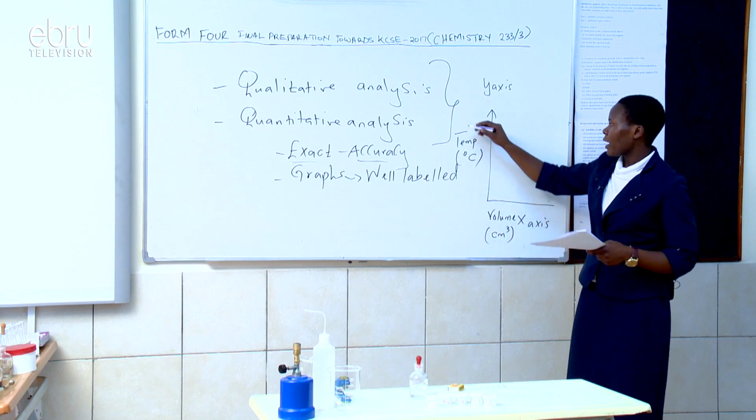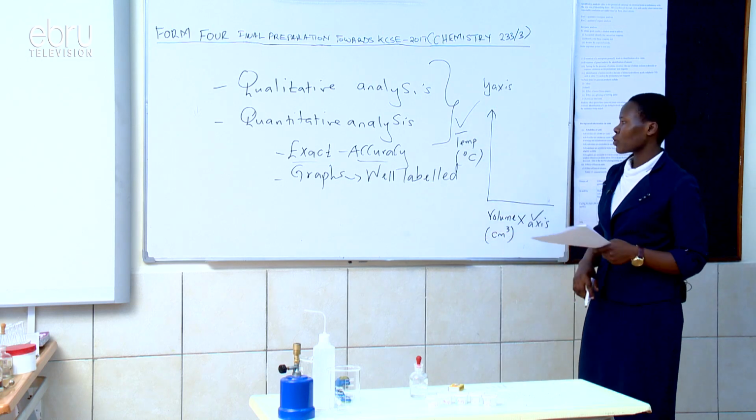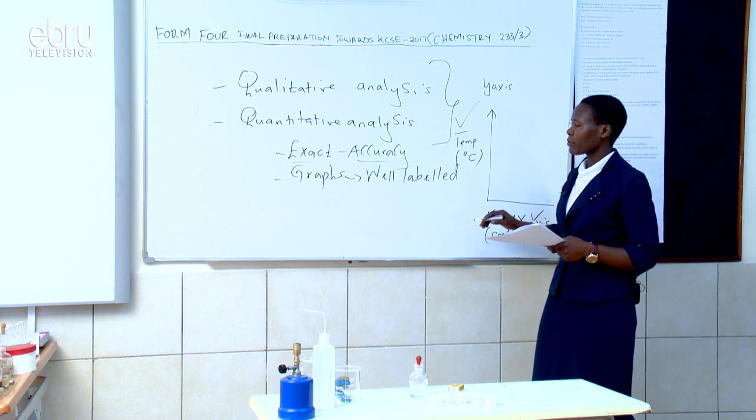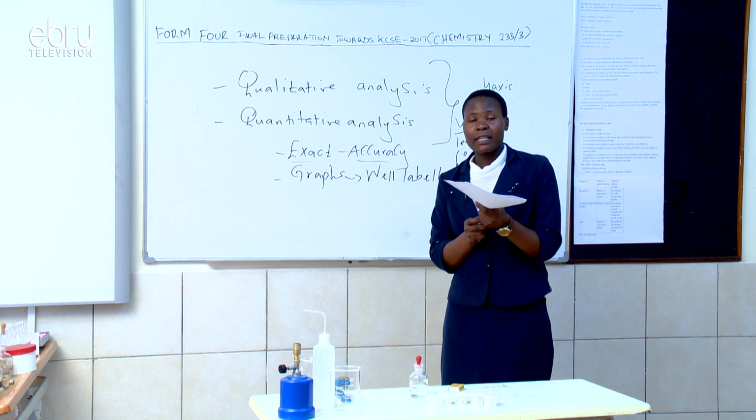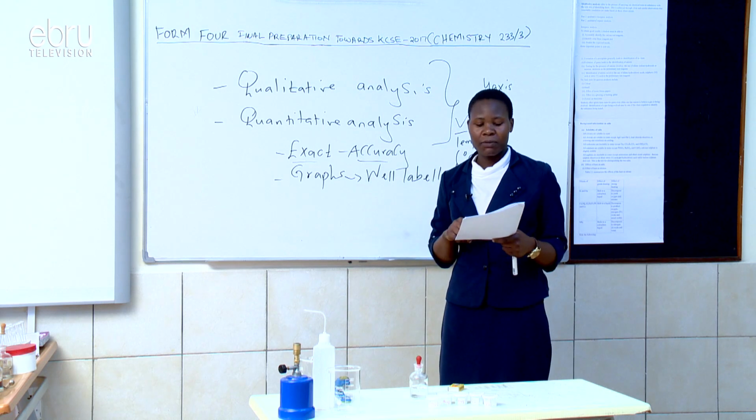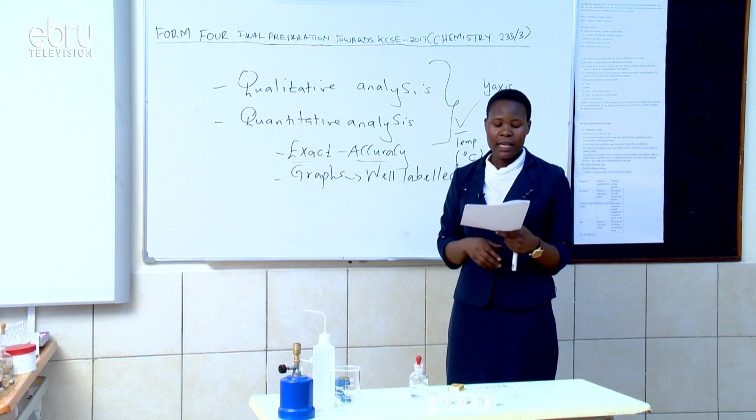So the axes must be well labeled for the learner to score, and then when drawing the graph, the learner should be careful. If it is a curve, it should be a smooth curve. If it is a line graph, it should be a straight graph.